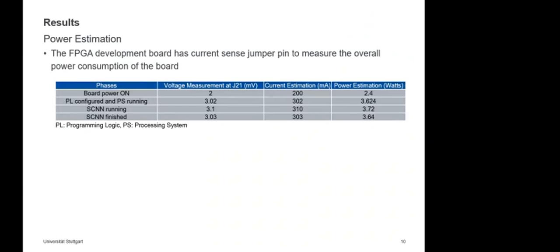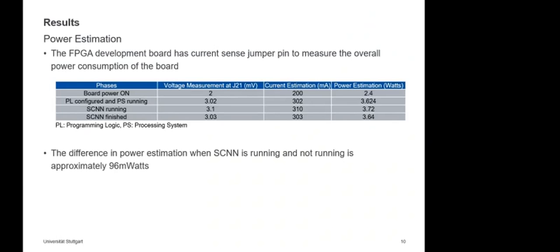Power measurement was made when the board was powered on, programming logic configured with the stochastic convolution neural network, and the processing system is running. Stochastic convolution is running and doing the classification task, and then the stochastic convolution neural network finished the operation. From the table, it is clear that the power estimation when the stochastic convolution neural network is running and not running is approximately 96 milliwatts.